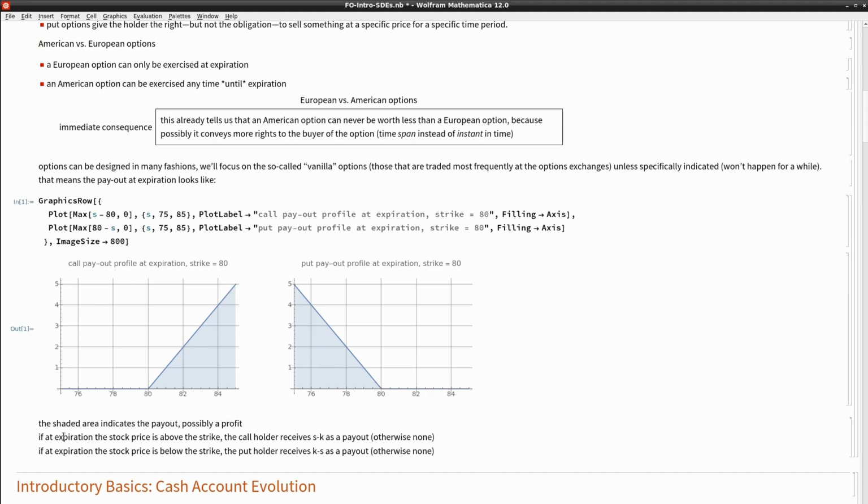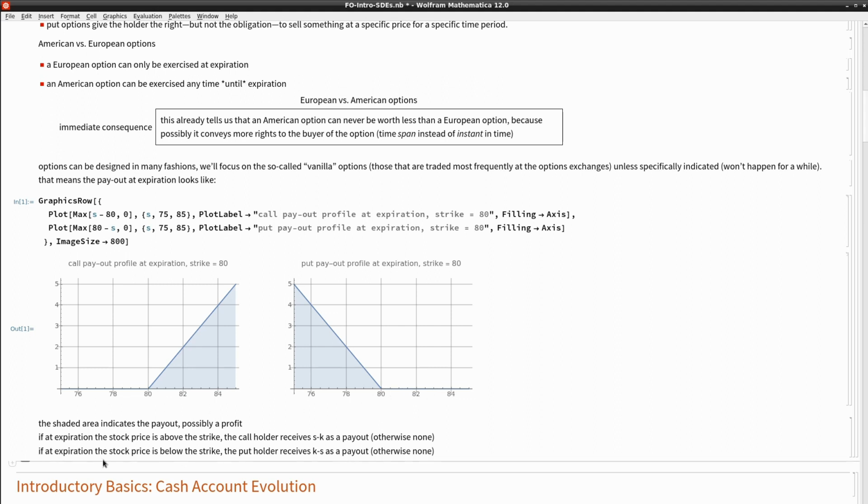If at option expiration the stock price is above the strike, the call holder receives S minus K as a payout, otherwise none. That's the zero. And if at expiration of the option the stock price is below the strike, the put holder receives K minus S as a payout, otherwise none. That's the zero here above 80.